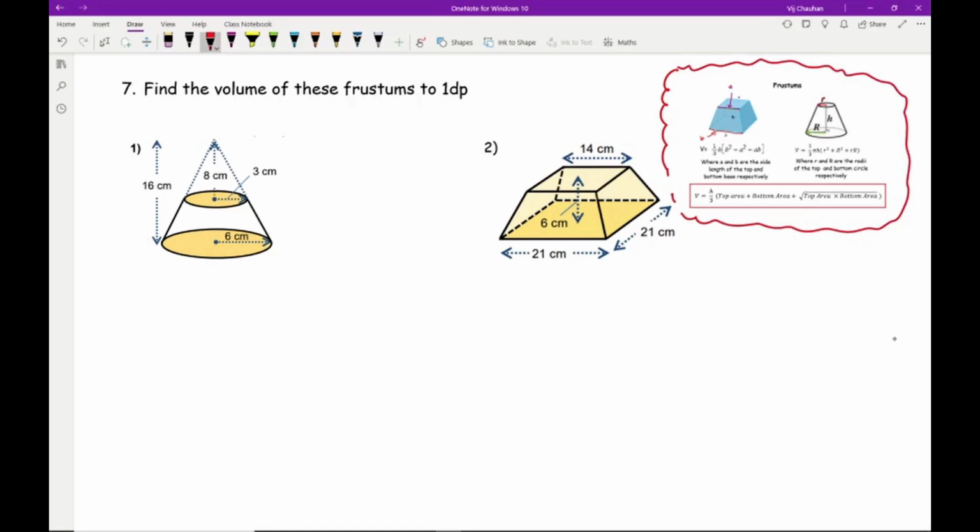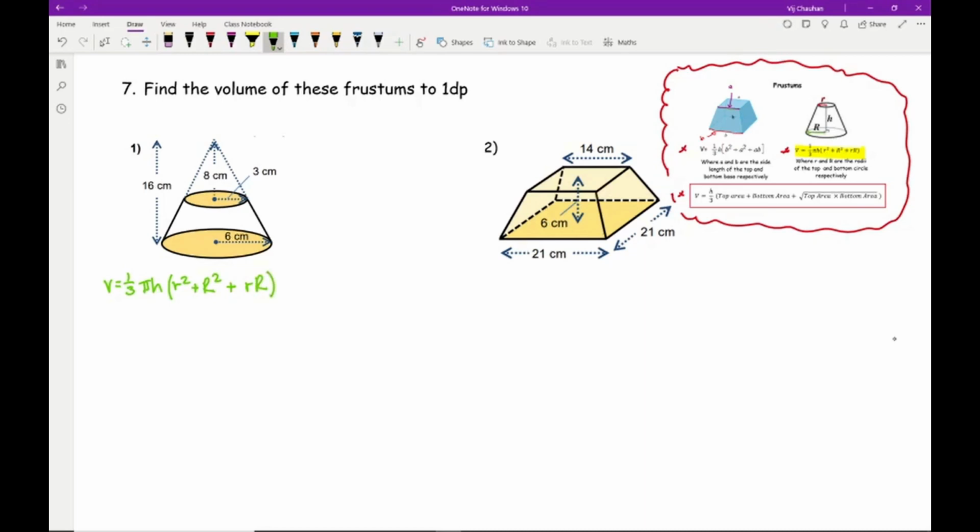So with regards to question 1, we're looking at a cone, so that's the first thing we want to do, and we've got a choice between two possible formulas. In terms of a cone, I can either use the formula of a third. So if I just write down the two formulas, for this one I've got V equals a third pi h times r squared plus capital R squared plus r capital R.